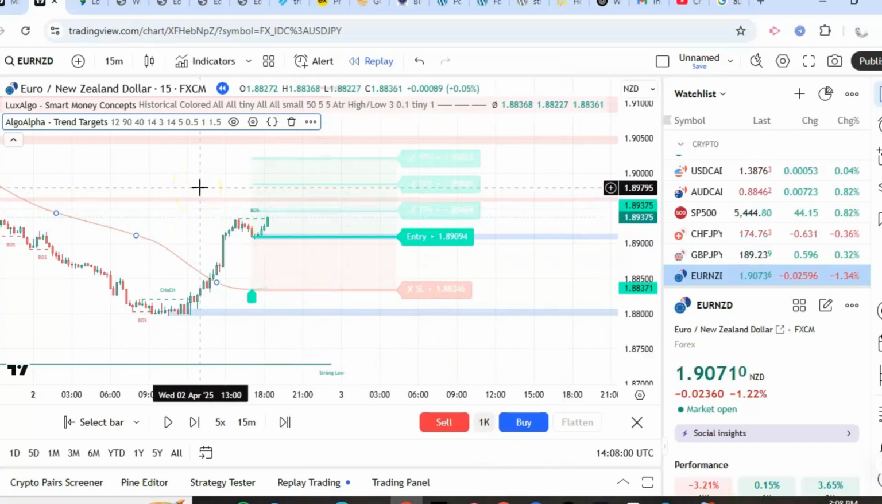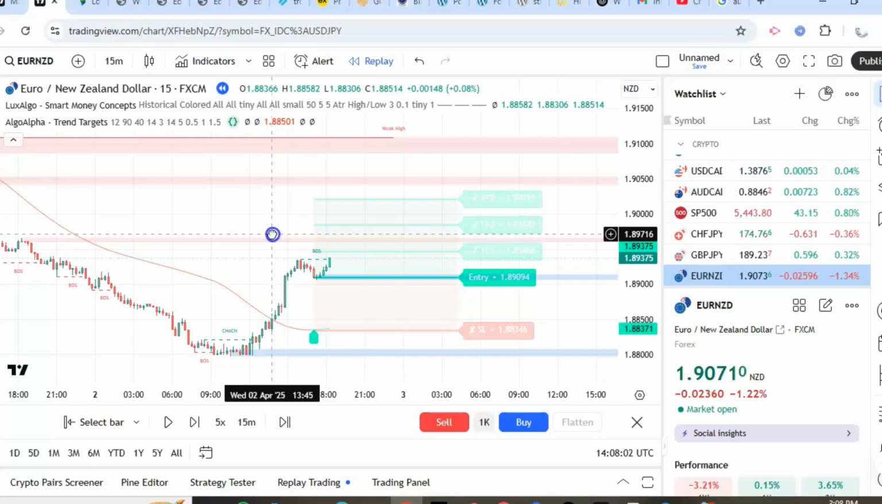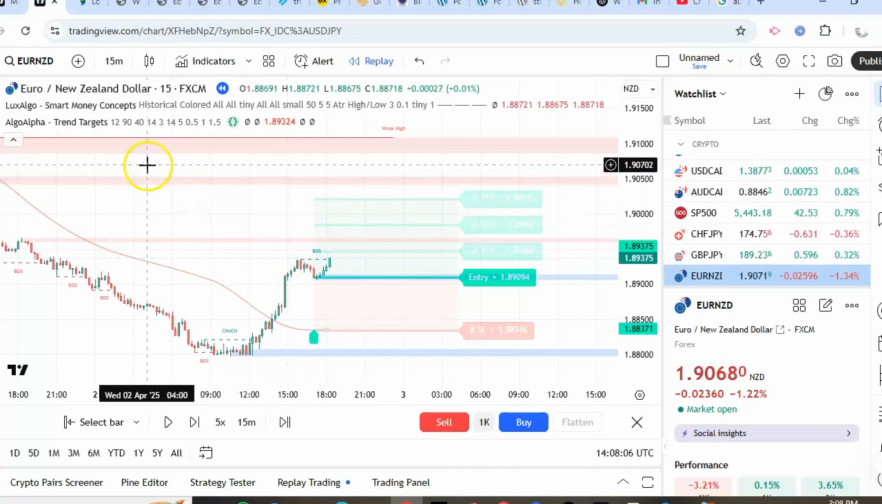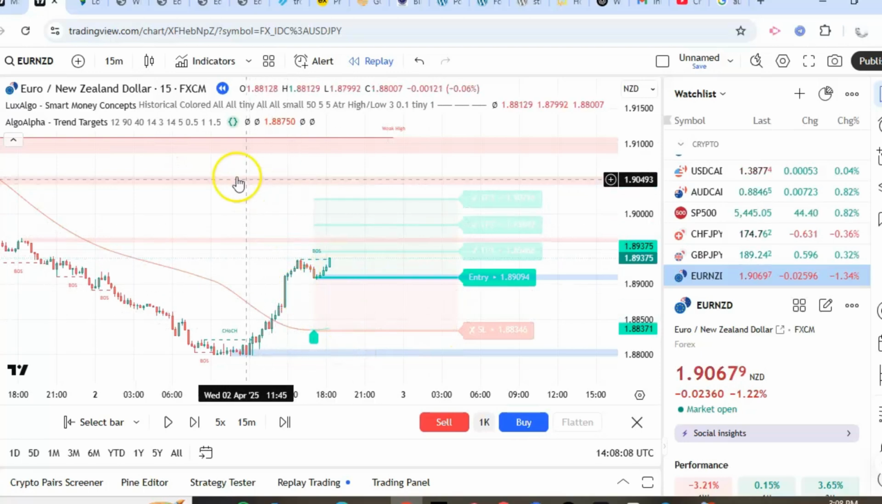What I want to do is to backtest and show you the backtest. But what I have on this chart are actually two indicators. You might want to try this other one. This one is called Smart Money Concept by Algo.